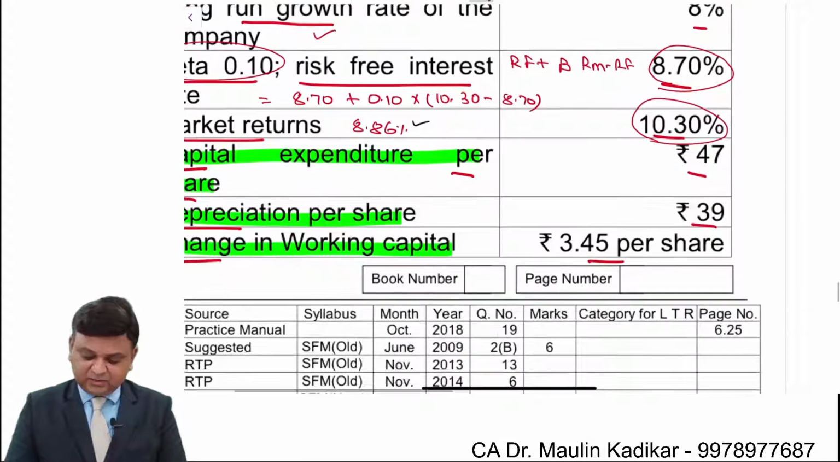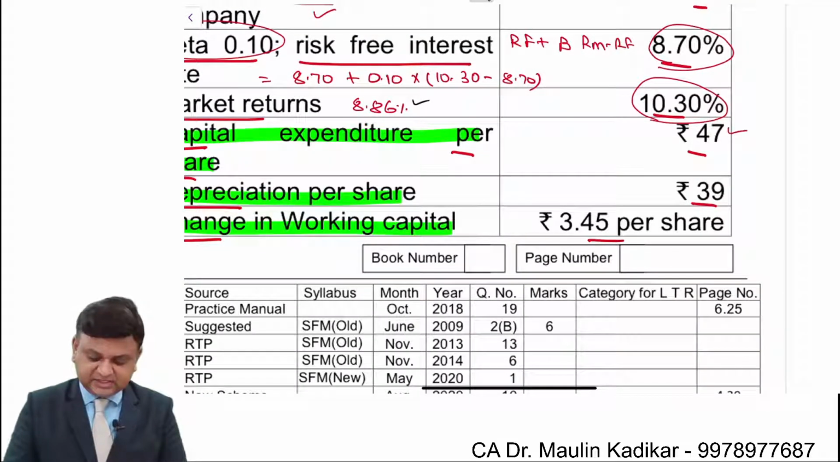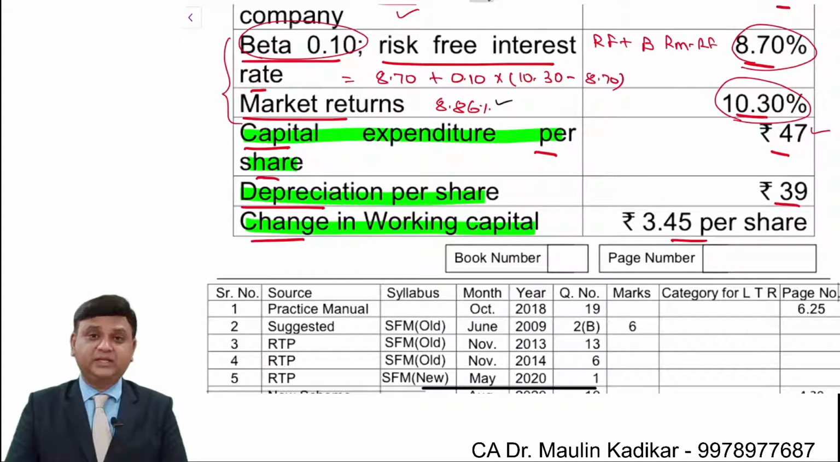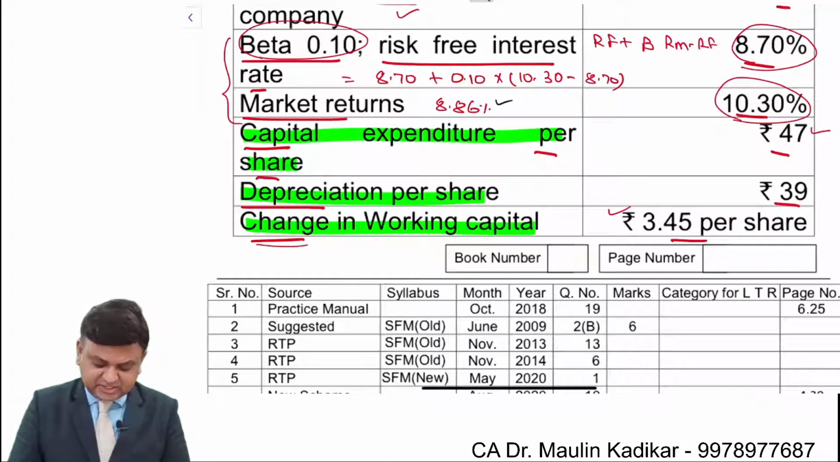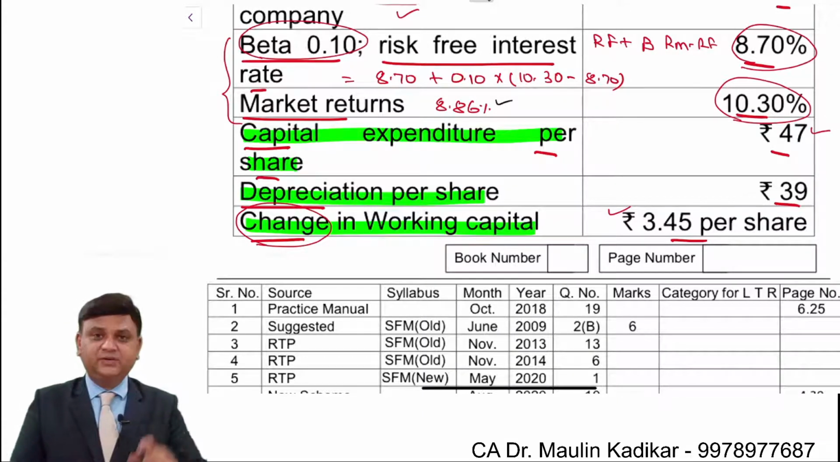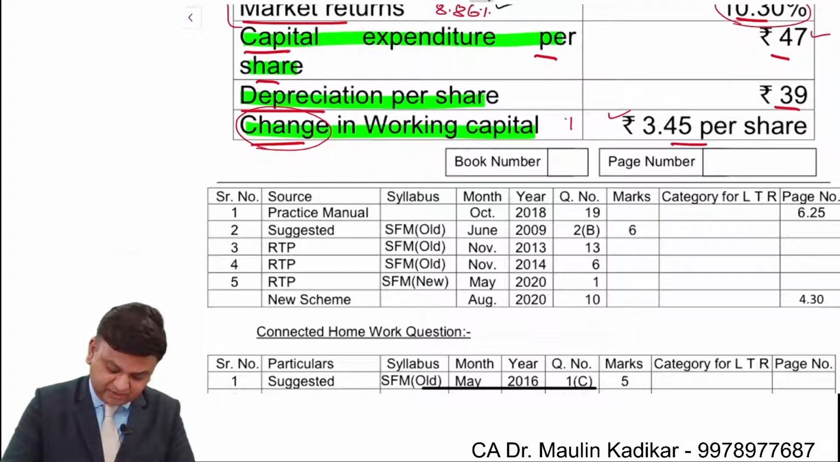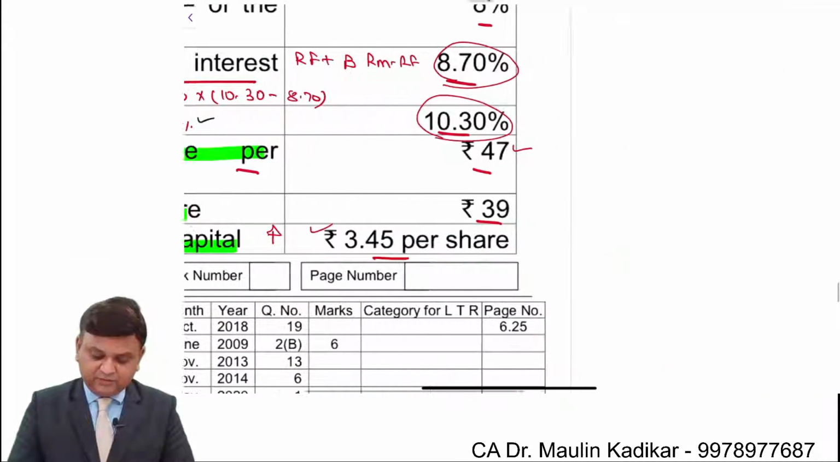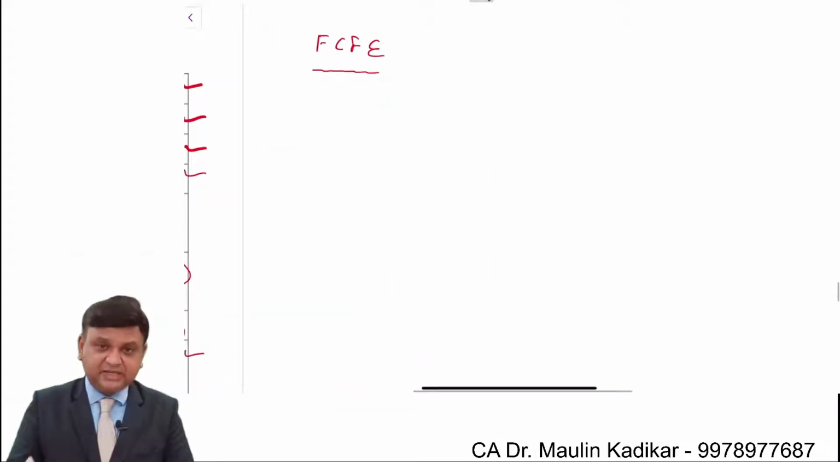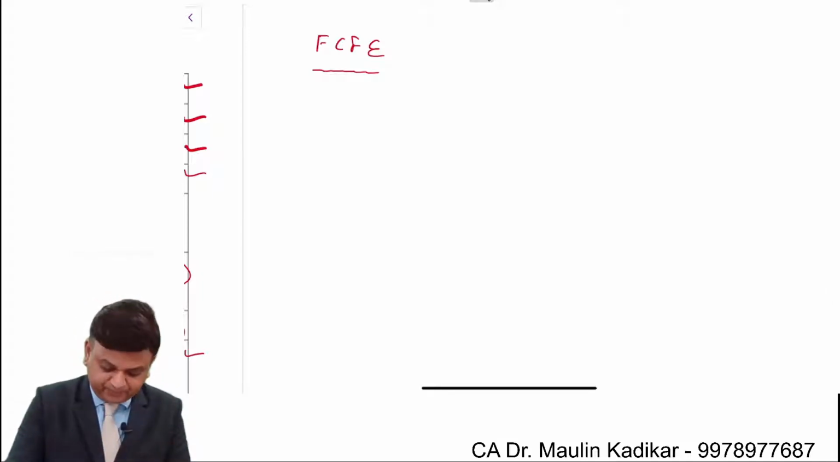We understand that 47 rupees is the capital expenditure that we have to make in the business. 3 rupees 45 paise is the change in working capital. Now the word change indicates that there may be an increase in the working capital or there may be a reduction in working capital. But generally, for a growing concern, we will assume that this is an increase in the working capital.